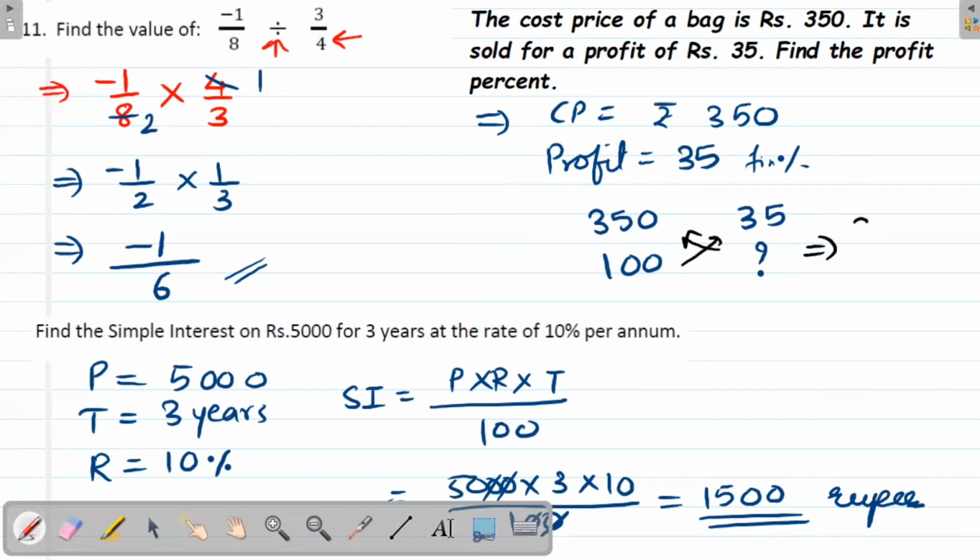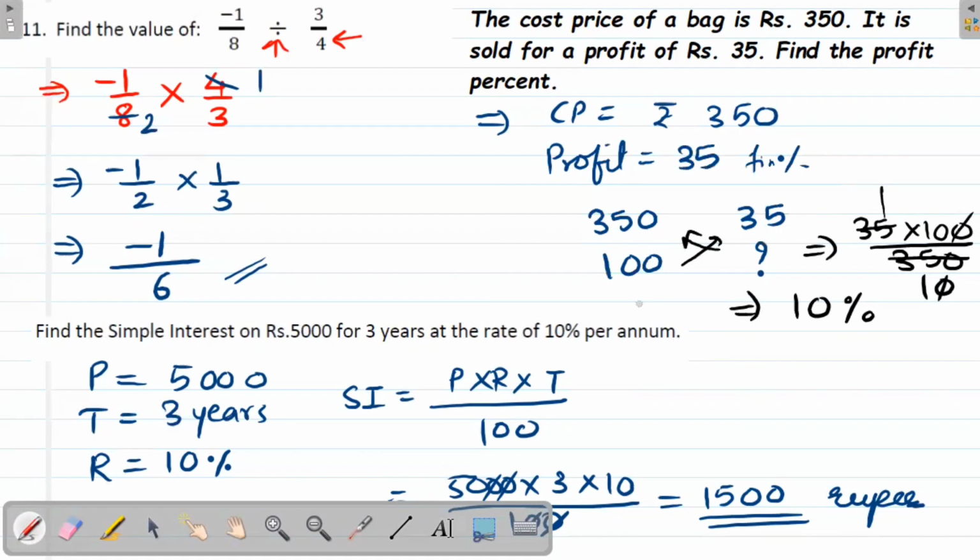What will it give you? 35 multiplied by 100 divided by 350. 35 tens are 350, zero cancels, zero cancels. So what is your profit percentage? That is 10%. You can use the logic and find it out.